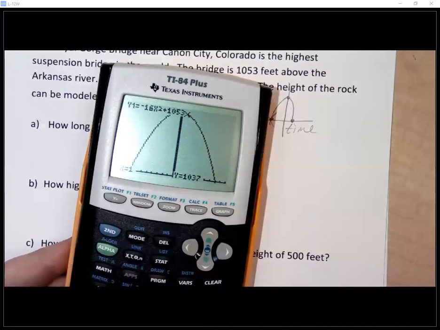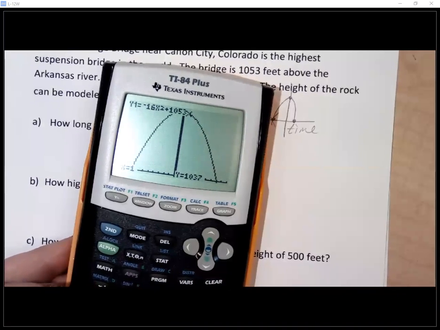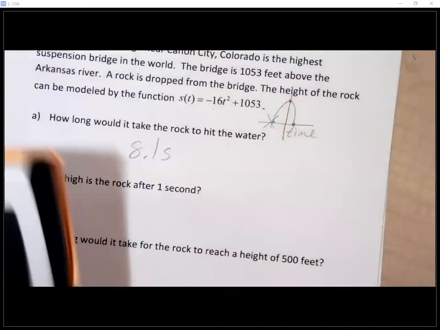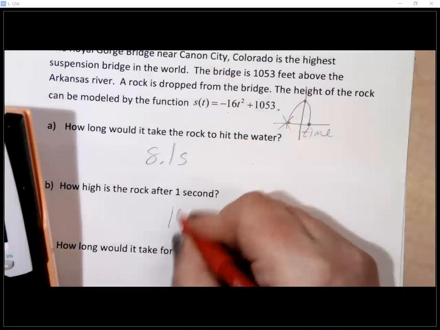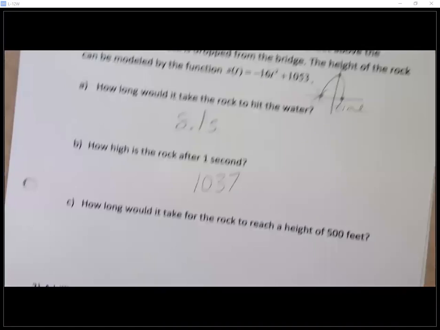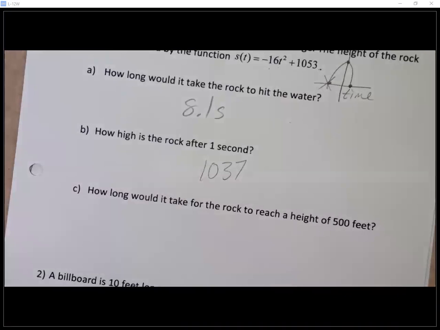There is a way to do it in the table. The table is nice when you need a whole bunch of values, but the table will only give you whole numbers unless you change the increments. So it's useful for some things, but not others. So anyway, after 1 second, we are at 1,037 feet. How long would it take for the rock to reach a height of 500 feet?